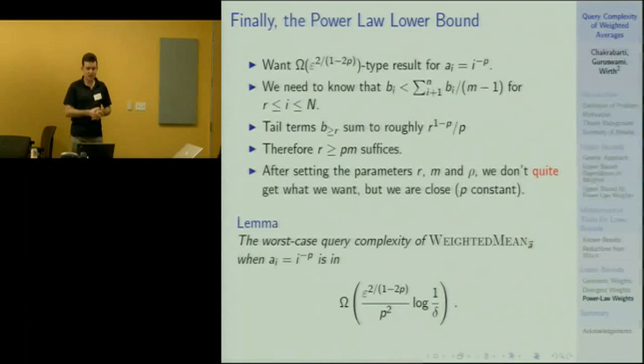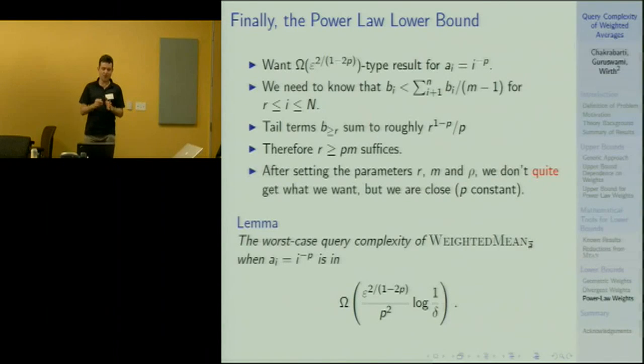So we wanted to get epsilon to the 2 over 1 minus 2p, and we know that at some stage, at least up to some capital N, the tail is too large. It's a somewhat confusing slide, but we set the R, the M, and the rho almost to do what we want. We can't quite get it right. We can estimate the size of the tail because it's just an integral, because it's a power law. When we set everything up, we find that we almost get what we want.